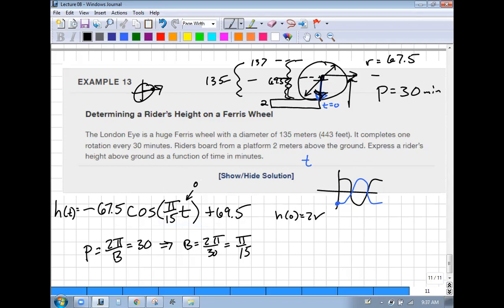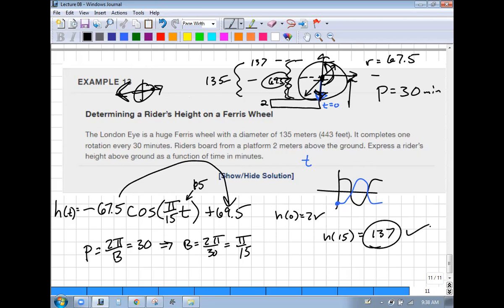At pi over 2, we should get a height of 69.5. What is that? That's a quarter of the way around. So if it's 30 minutes, a quarter of the way, let's not do a quarter, let's do a half. Up there, I should get 137. So that would be half the period. That would be 15 minutes, right? I should get 137. So if I plug in a 15 here, all right, the 15 over 15 cancel. I'm taking cosine of pi. Pi is over here. The x value is minus 1. So I'm getting a minus 1 times that gives me a positive 67.5. And I add to that, and I get 137. So this is working well. So this works.